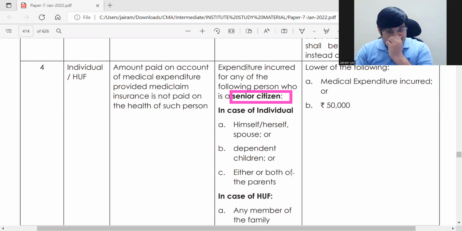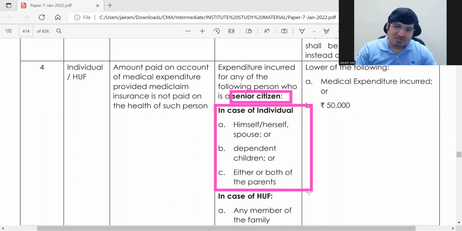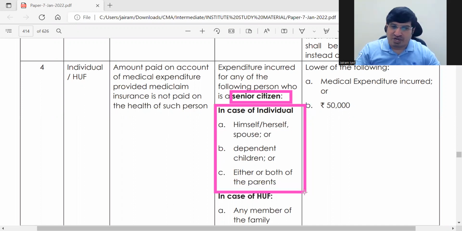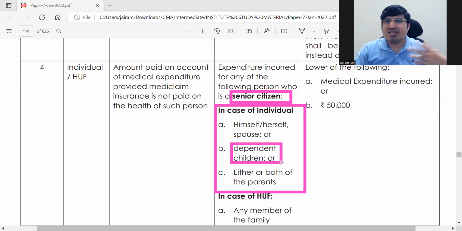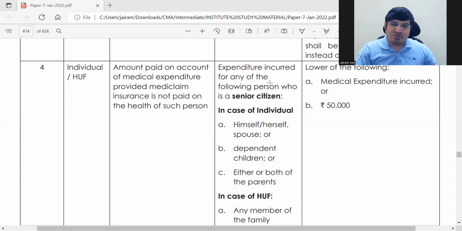For an individual, you can buy a policy for any of these, as in the first 2 points. The only thing is they have to be senior citizens. Even if there are dependent children, it's possible that they are still senior citizens. If there is a person of 90 years, his children can be of 65 years, correct? So the person for whom you have taken the policy should be a senior citizen. Maximum deduction is 50,000.